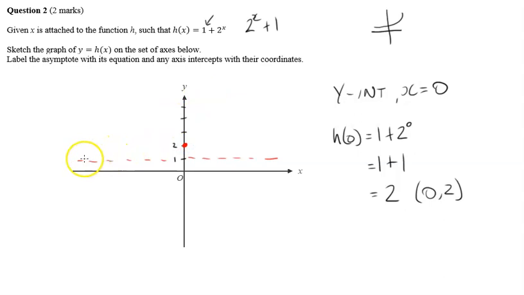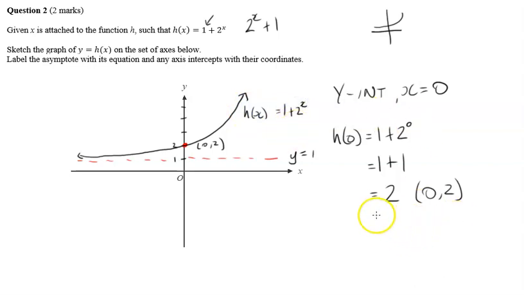So your normal exponential is going to scooch up, hit your y-intercept, and it's just going to keep going this way. Here, this is at y is equal to 1. This here is your intercept at 2. Label the asymptote with its equation. So that's the equation, and any axis intercepts, which is this. So here, this is my h of x is equal to 1 plus 2 to the x.